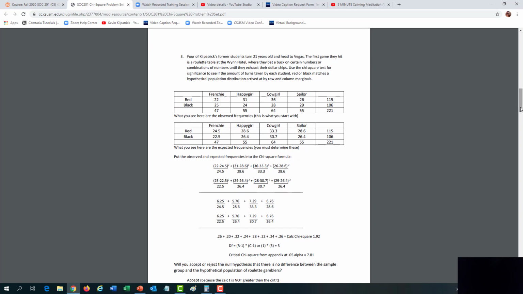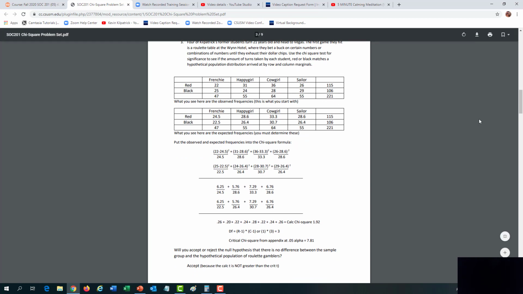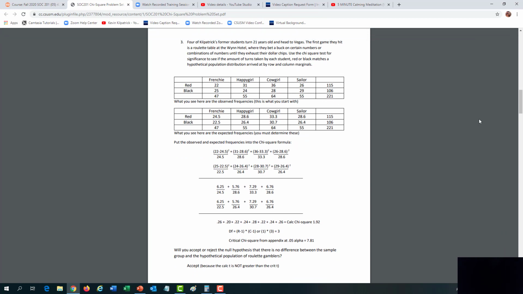to a problem that I like because I love Las Vegas. Okay, this is the third problem. 4 of Kilpatrick's former students turn 21 years old and head to Vegas. The first game they hit is a roulette table at the Wynn Hotel, where they bet $1 on certain numbers or combinations of numbers until they exhaust their dollar chips. That's a little hint for you. Don't play the roulette wheel.